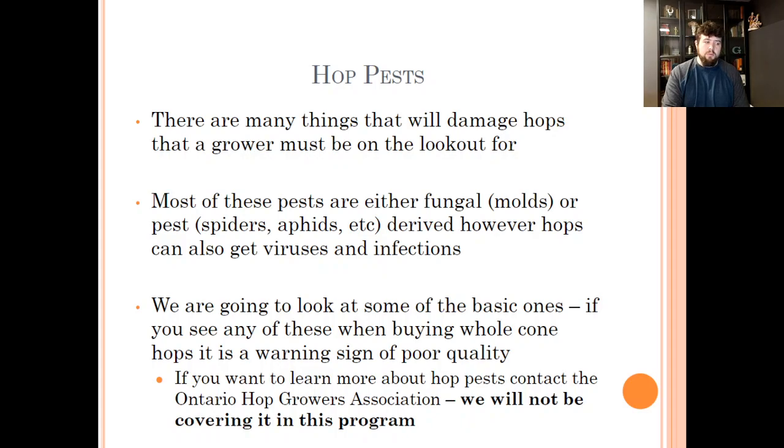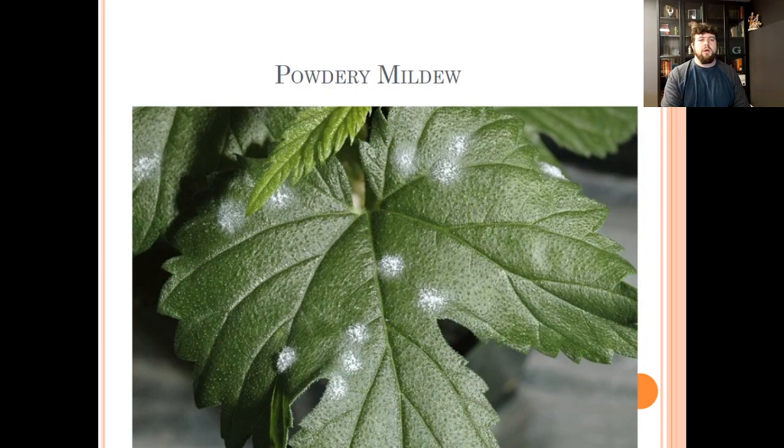Now, remember, we're teaching you this to be a brewer, not a hop grower. If you do want more information on hop growing, the Ontario Hop Growers Association, the OHGA, is a wonderful organization to work with. Now, one of the most common ones and the most deadly ones for Ontario is powdery mildew. Ontario is a perfect storm for powdery mildew with this high moisture environment. We have high rain summers and things like that.